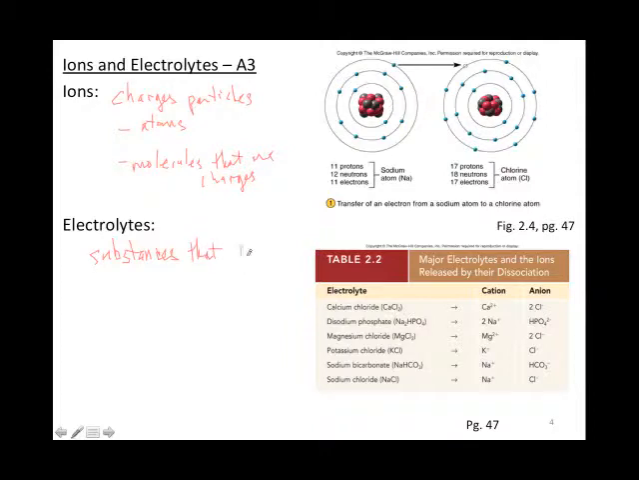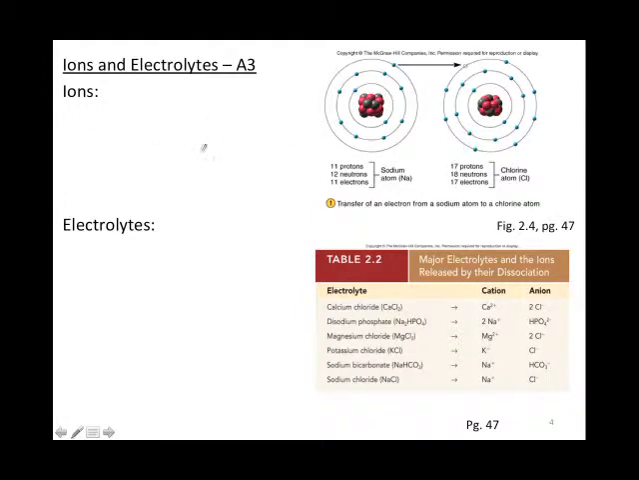Electrolytes are defined as substances that ionize in water. And in addition to the fact that they can ionize in water, these substances, once they're ionized, are capable of conducting electricity or conducting charge. Okay, so let's go over these in a little more depth here. All right, so an ion is a charged particle, typically a charged atom, but it can be a charged molecule.